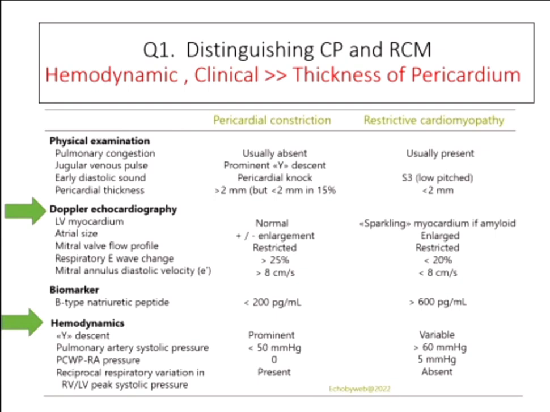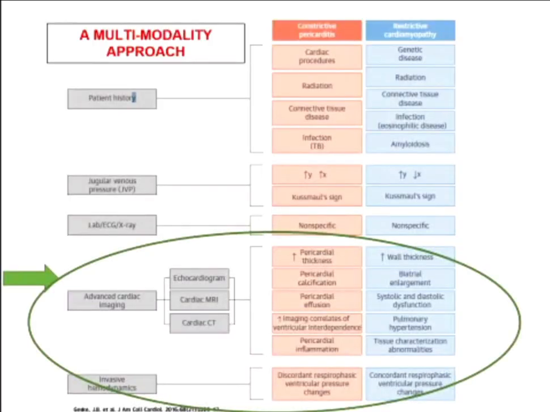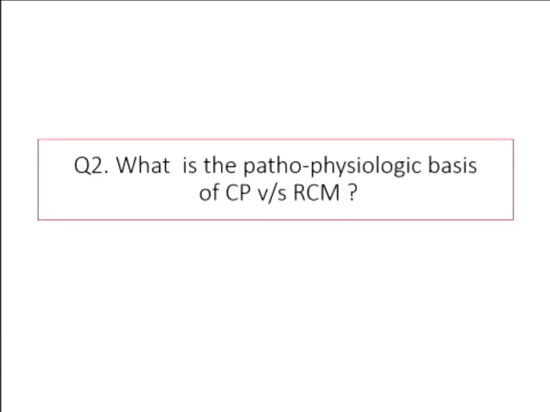So in any case, it's actually the clinical and hemodynamic profile that is much more important than the thickness of pericardium. There's no sacrosanct number of 4 or 5 or 10 that it really hooks up to. But essentially, today we are looking at a multimodality approach. It's much more than just the clinical, the echocardiography and the cath, and let's see each of them in its own individuality. The second question that I'm commonly asked is, what is the pathophysiological basis?